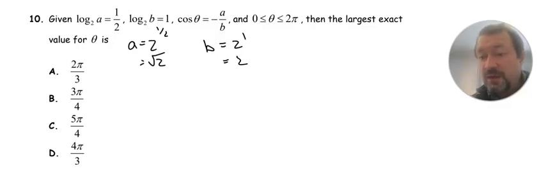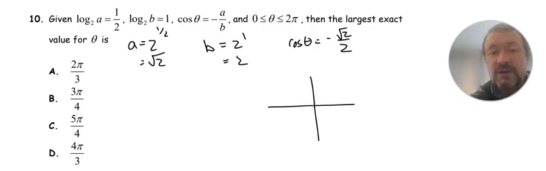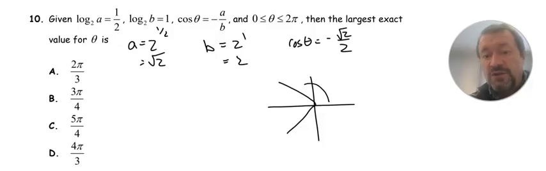So now putting those two bits of information together into the trig expression here, we're going to get negative root 2 over 2. Okay. So now I know, first of all, that cosine is negative, and that's going to happen in either quadrants 2 or 3. I'm looking for the largest one, so I'm looking for this angle right here.